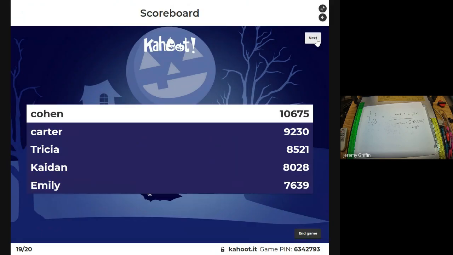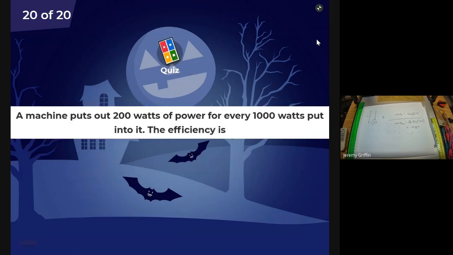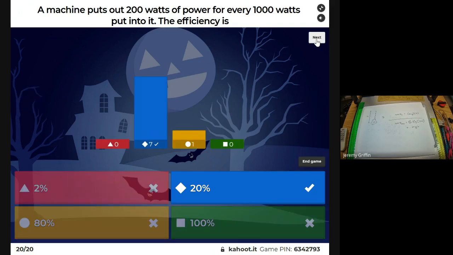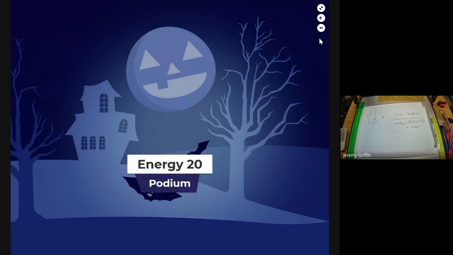Cohen, Carter, Trisha, Kaden, Emily. Last question. She puts out 200 watts of power for every 1,000 watts input. What's the efficiency? Okay, 20%. Oh, look at you guys go. 20%. Yeah, so just divide those two. I gave you guys a different definition of efficiency last week. I think it's real divided by ideal mechanical advantage, but this is consistent with that. So there you go.